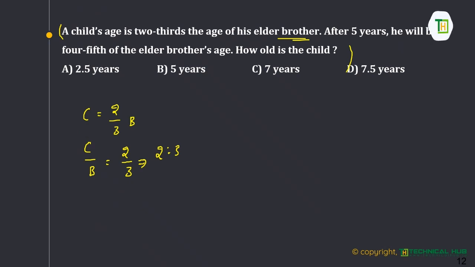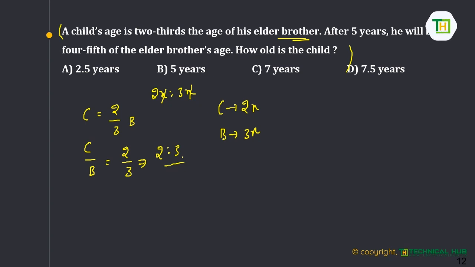So the child means 2 parts, and the brother means 3 parts. I have to convert this ratio into numbers, which means I have to multiply by a common number on both sides. So I will multiply x on both sides, then the child age is equal to 2x and brother age is equal to 3x. If we take the ratio of these two numbers, x gets cancelled, and the ratio will be 2 is to 3 only. In ratio and proportion, one important point is that if you multiply or divide by any number, the ratio will not be affected.